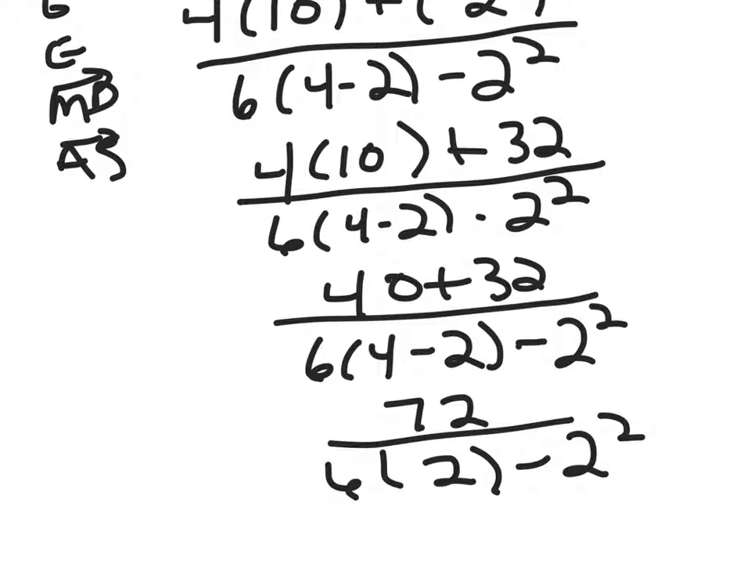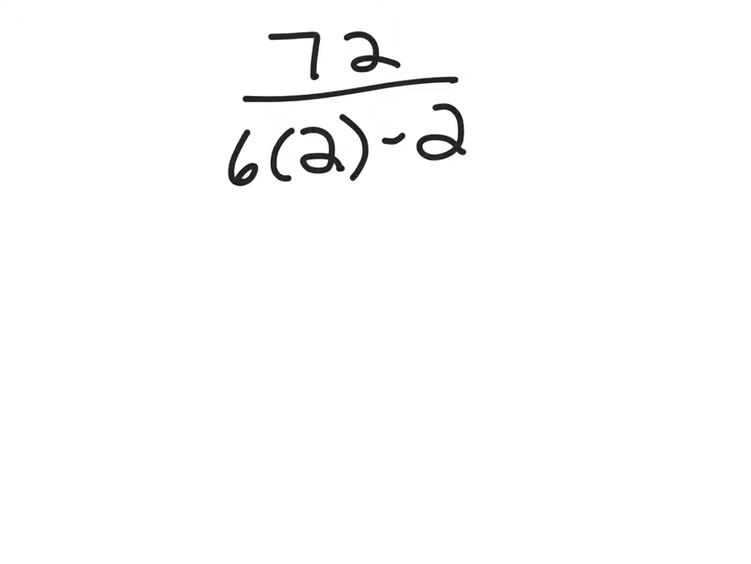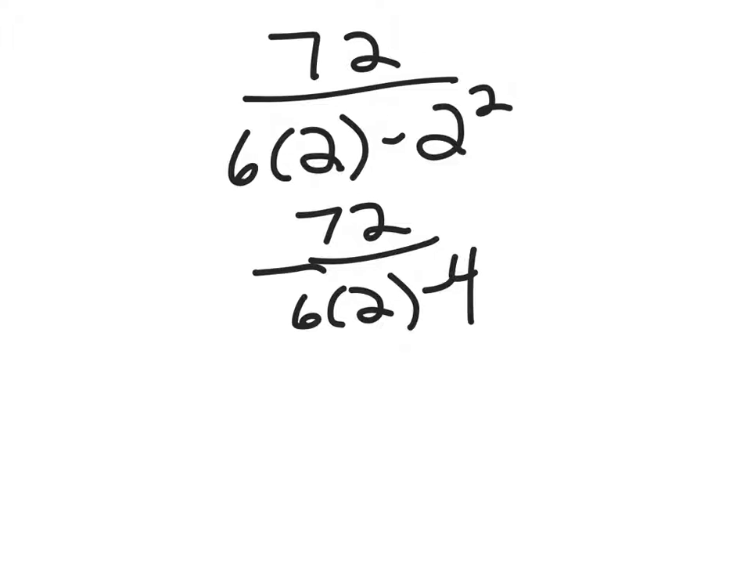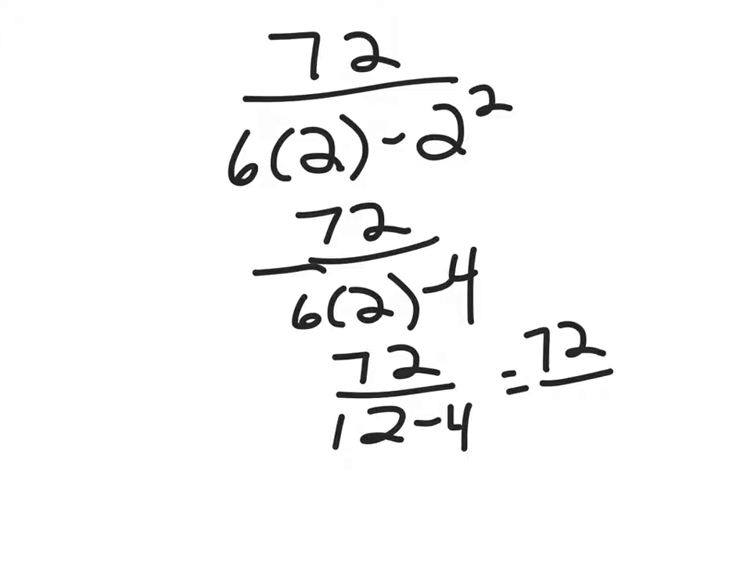Okay. Now I'm going to move this on to the next slide. I've got 72 over 6 times 2 minus 2 to the 2nd power. So that's 72 over 6 times 2 minus 2 to the 2nd power. So we've got 72, do the exponent, 6 times 2 minus 4. That's 72 over 12 minus 4, which gives me 72 over 8, and finally an answer of 9.